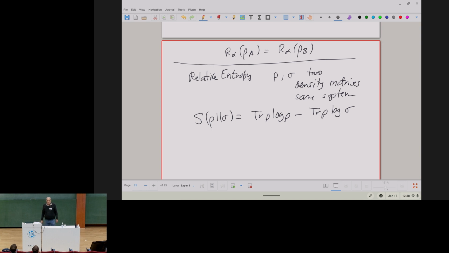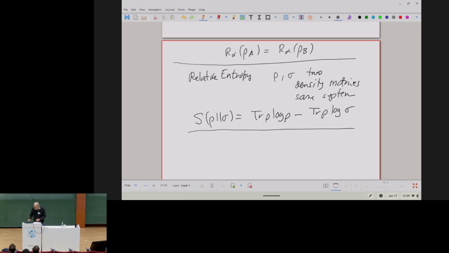It has an interpretation in terms of how hard it is to distinguish rho from sigma by an experiment. If your hypothesis is that a system is described by sigma, but the correct answer is rho, and you ask how hard it is by a measurement to learn that you were wrong, the bigger the relative entropy, the easier it will be by an experiment to distinguish them, assuming the experiment is chosen correctly. But we're not going to need that.